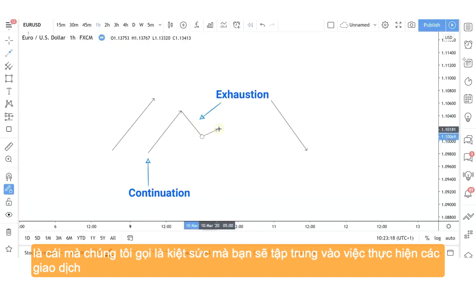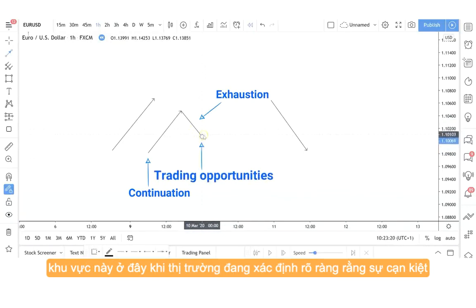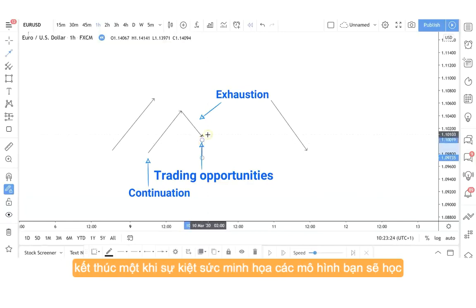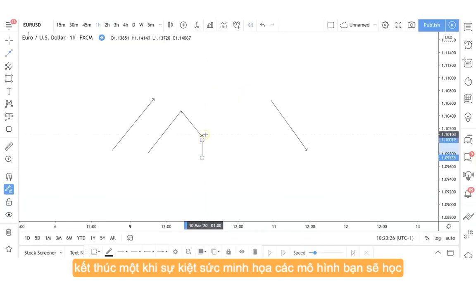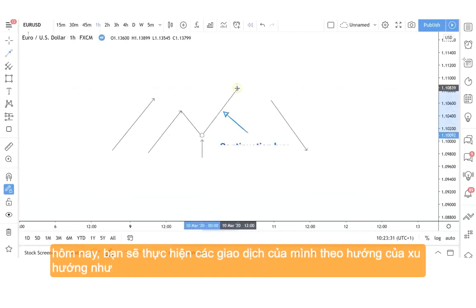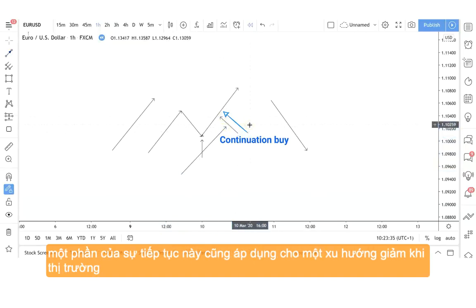You're going to be focused on taking trades in this area here, when the market is clearly identifying that the exhaustion is over. Once the exhaustion has illustrated the patterns you will learn today, then you will take your trades in line with the direction of the trend as part of the continuation. This also applies to a downtrend.